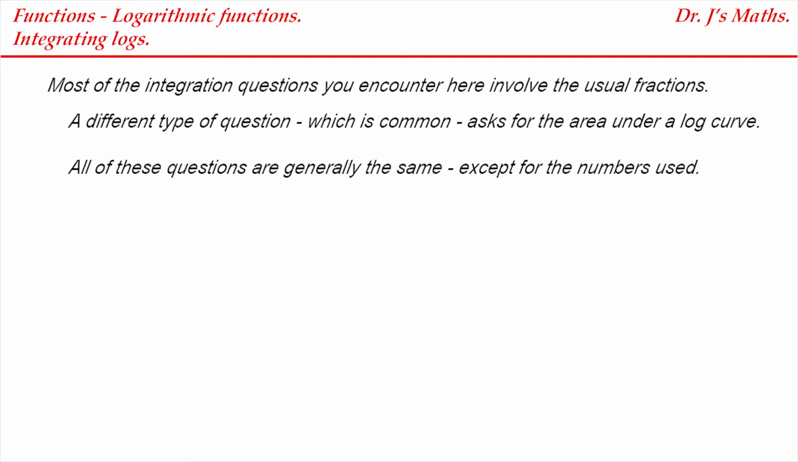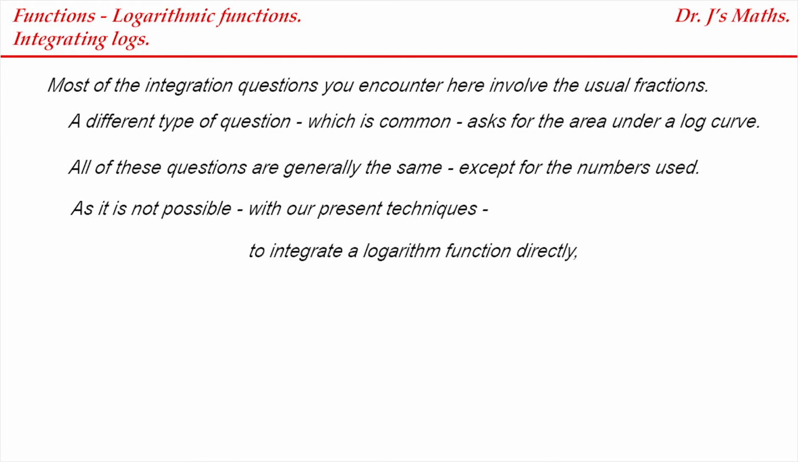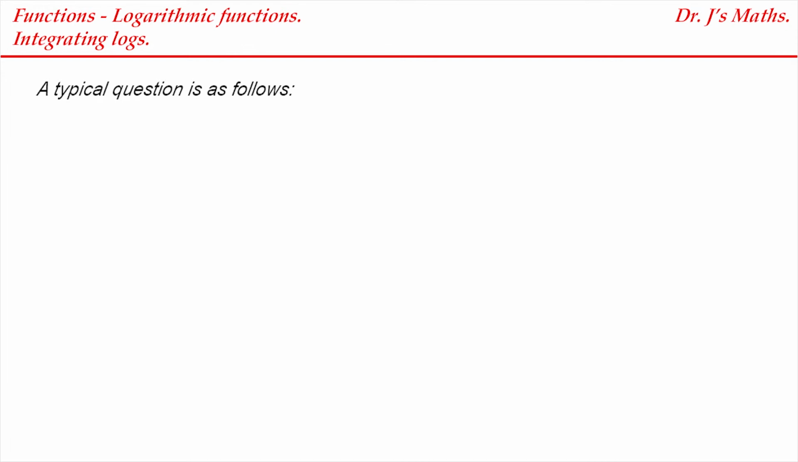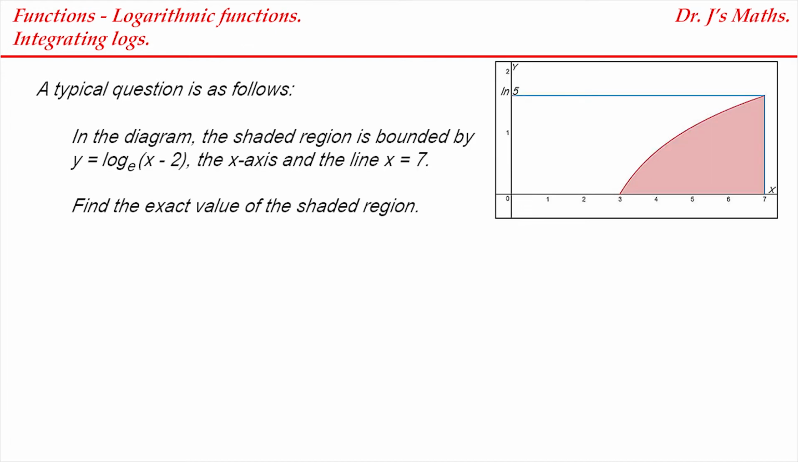All of these questions are generally the same, except for the numbers used, of course. As it is not possible with our present techniques to integrate a logarithm function directly, we approach the solution in a roundabout way. A typical question is as follows. In the diagram, the shaded region is bounded by the curve y equals log(x minus 2) to the base e, the x-axis, and the line x equals 7. The question is, find the exact value of the shaded region.